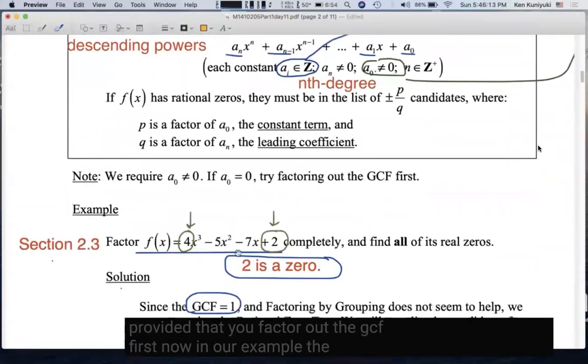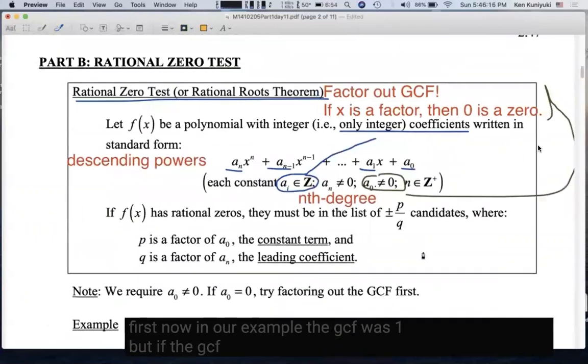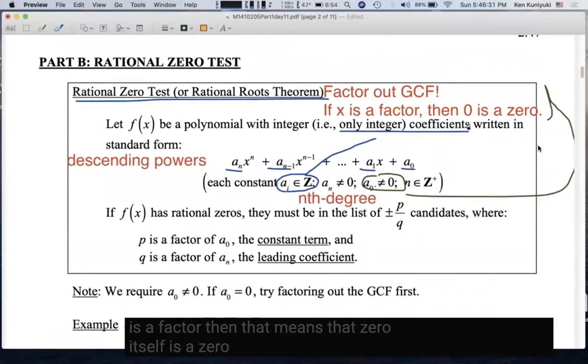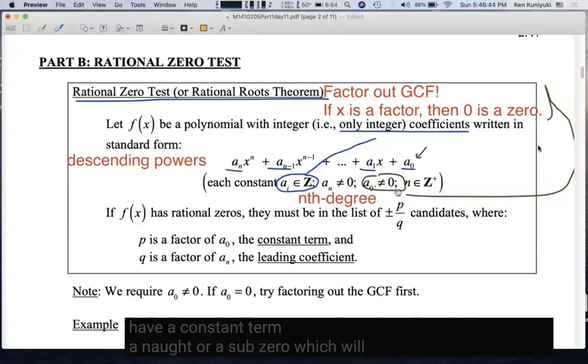Now, in our example, the GCF was 1. But if the GCF is, for example, x or x squared or something like that, then make sure you factor it out first and put that to the side. If x or x squared or so forth is a factor, then that means that 0 itself is a 0. And we're focusing on the other piece, not the GCF. So once you factor out the GCF, this will have a constant term, a sub 0, which will not be 0.